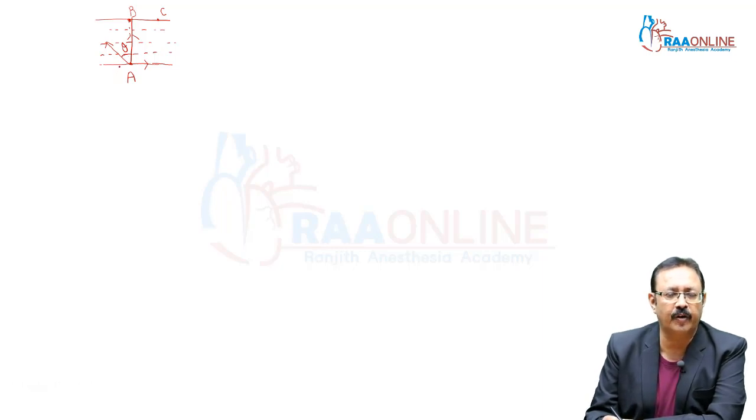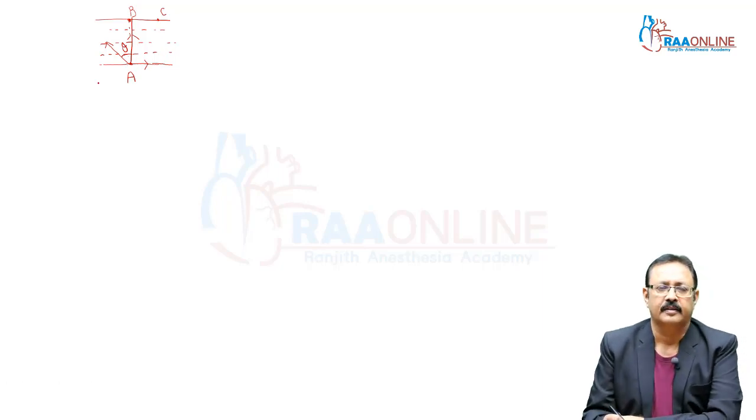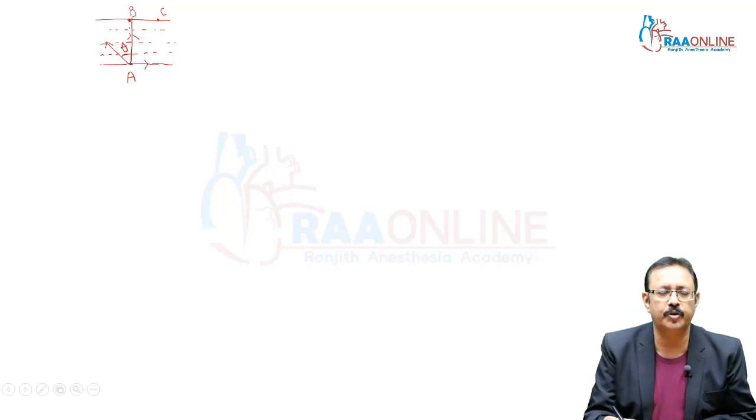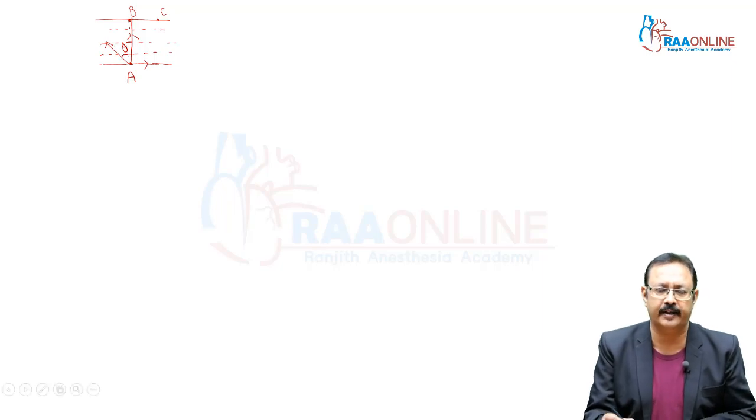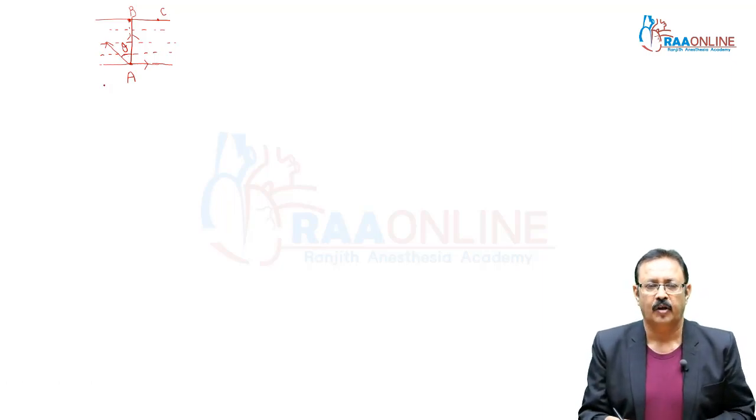Is it clear? If you want to cross a river in the shortest time, you should swim in the perpendicular direction of the flow of the river. Then you will reach at this point if the river is flowing in this direction. And if you want to reach B, you should swim in this direction. Easily, with the help of vectors, we can calculate this angle. For the shortest time, you should swim in this direction. Getting my point?